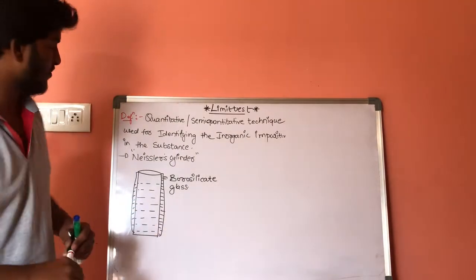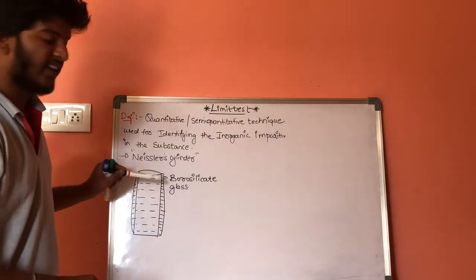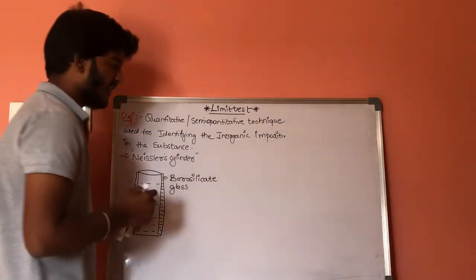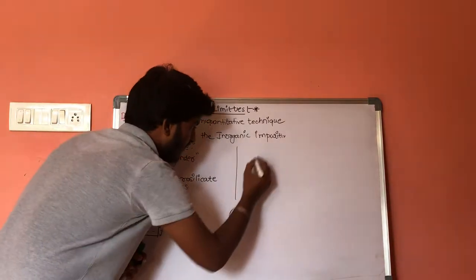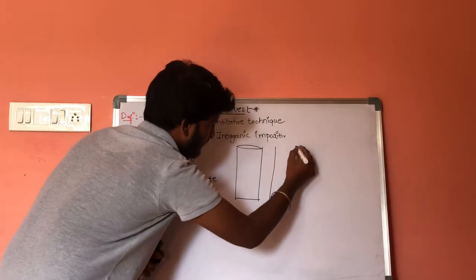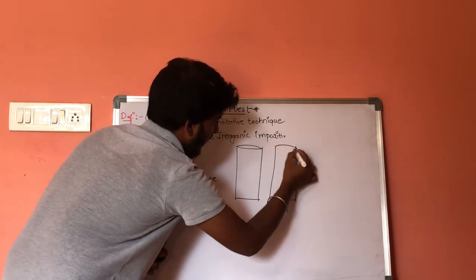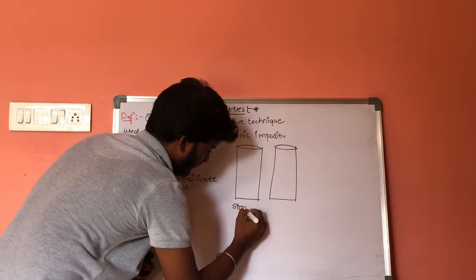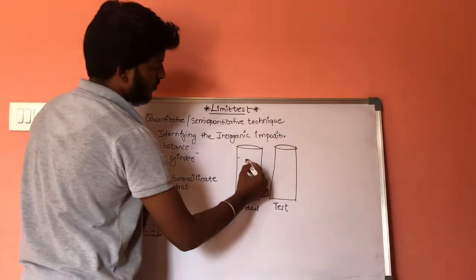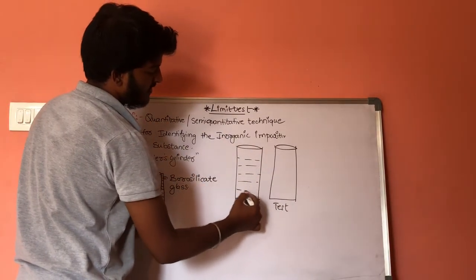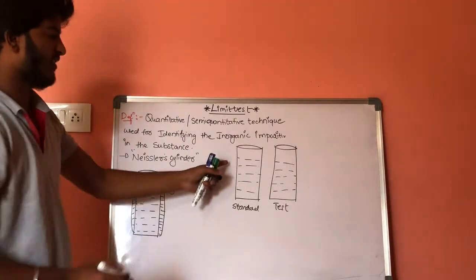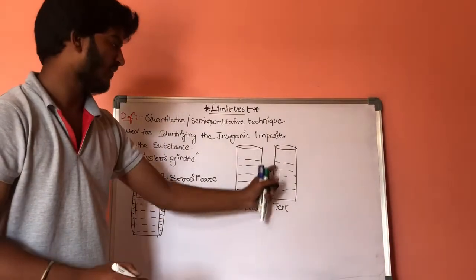there are two different types of Nessler cylinders required for conducting the limit test, out of which one is called standard and the other one is called test. Standard and test, so these are the two types of Nessler cylinders which are used for the limit test.